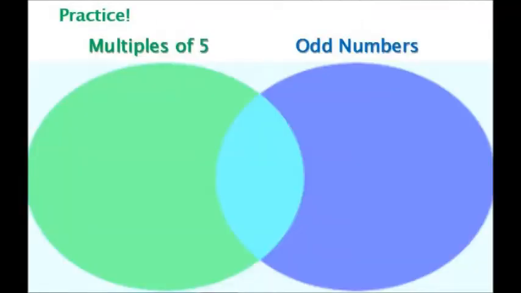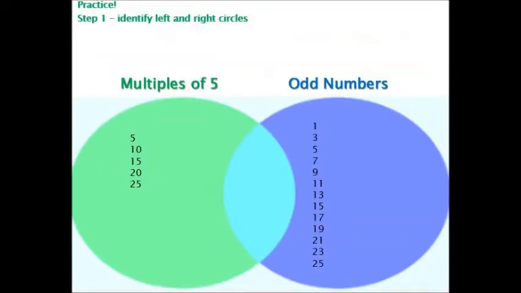Time to practice Venn diagrams. When using Venn diagrams that have 2 different elements, you will see that each one, left side and right side, will have a category. We have multiples of 5 on the left and odd numbers on the right. Your first step is to complete the left and right sides of the circle. For multiples of 5, you just write down in that circle the multiples of 5. Examples shown below. On the right is the odd numbers. Again, examples shown on the right.